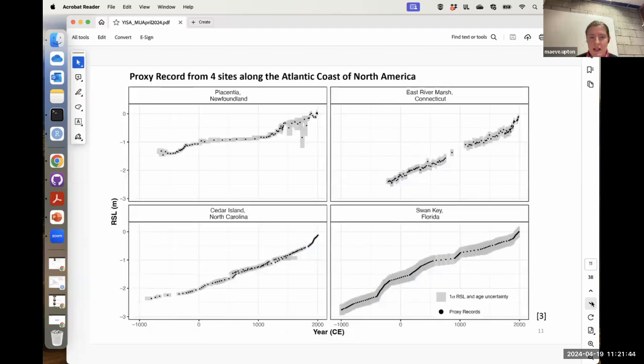So for today, we have 4 proxy sites that we're going to focus on. And you can straight away see that we have these black dots and then we have these grey boxes. So these grey boxes represent the measurement uncertainty that we obtain when we collect these proxy records. So proxy records is not a very straightforward technique.